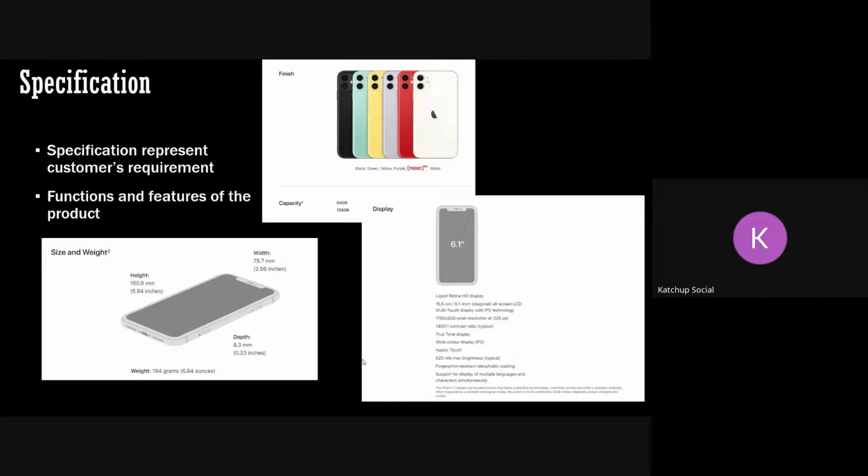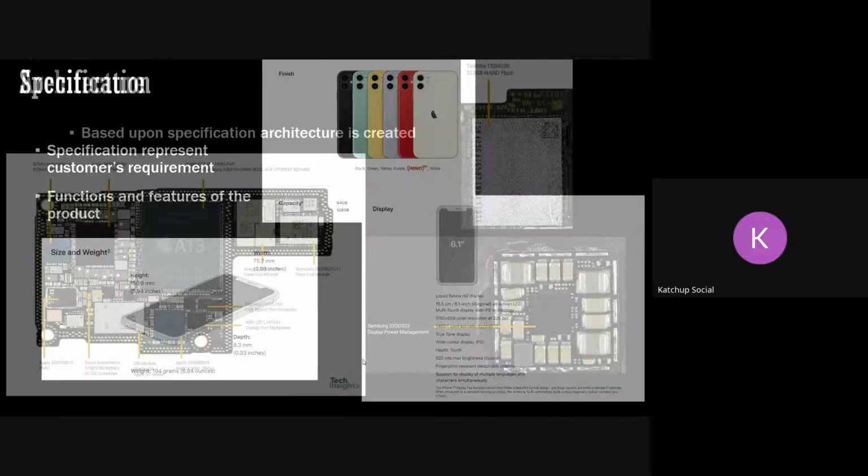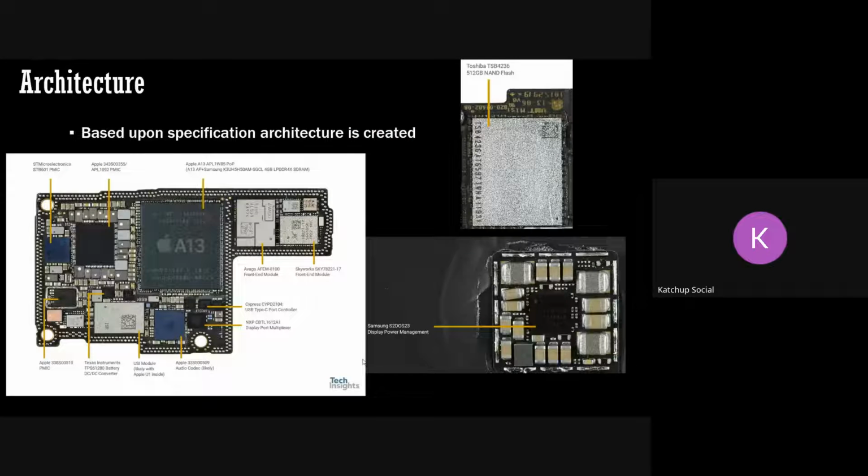Specification represents customer requirement, as in what are the functions or features I want in a product. Or from a chip point of view, it will be how many input or output pins will be there in the chip, what technology node I'll be working on, what will be the functionality on a chip. That is what is known as specification. Based upon that specification, you figure out, okay, what are the various components I will need.